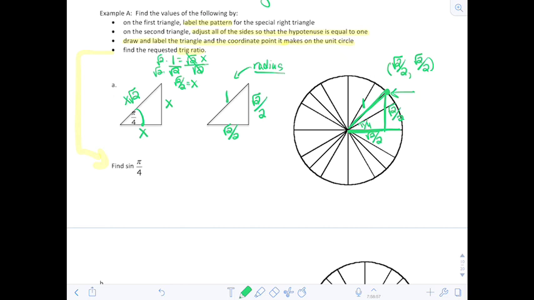Okay, so now we're going to find the sine of pi over 4. Well, I know that sine of theta is the opposite over the hypotenuse. So if I look at this triangle in particular, the opposite of theta is root 2 over 2, and the hypotenuse is 1. So I can reduce that to the square root of 2 over 2, and that will be the value for the sine of pi over 4.